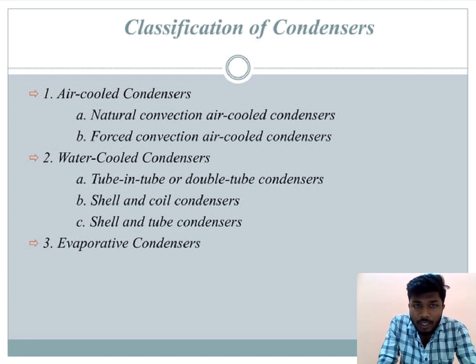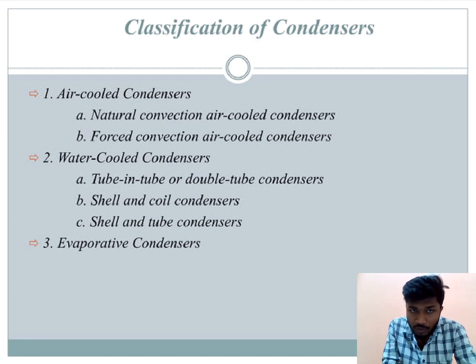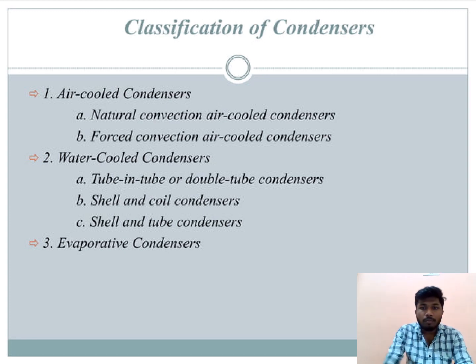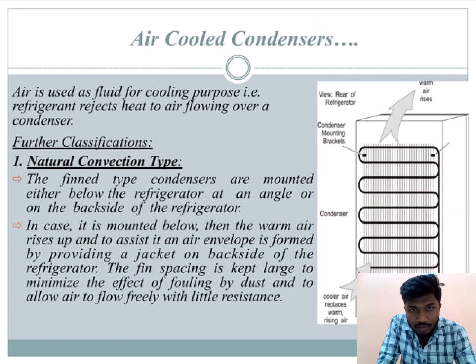Classifications of condensers. Mainly condensers are of three types. The first one is the air cooled condenser, the second one is the water cooled condenser, and the third one is the evaporative condenser. In air cooled condensers, natural convection air cooled condensers and forced convection air cooled condensers are the two types. In water cooled condensers, there are three types: tube in tube or double tube condensers, shell and coil condensers, and shell and tube condensers. In evaporative condensation, there is only one method, that is the evaporative condenser.